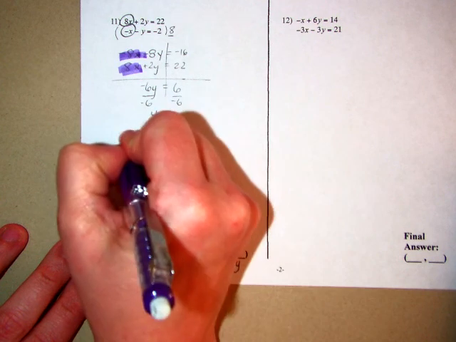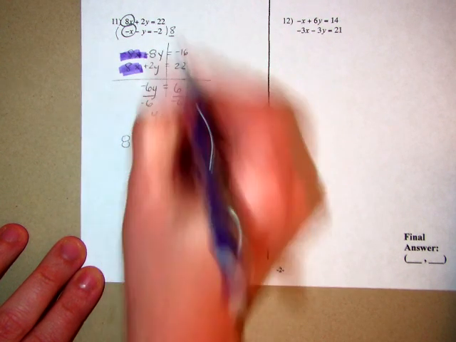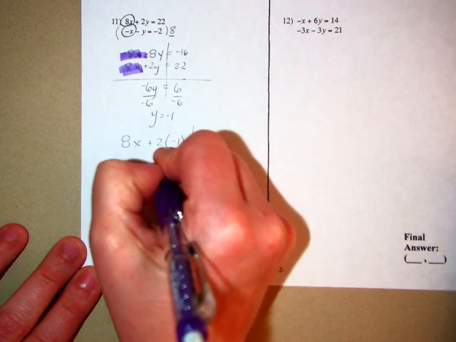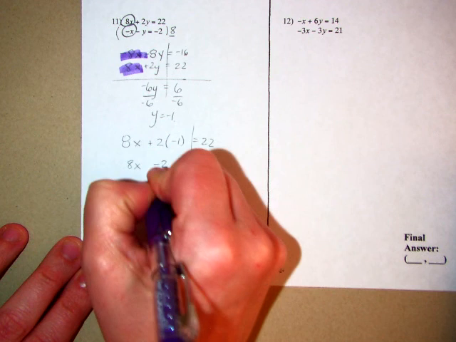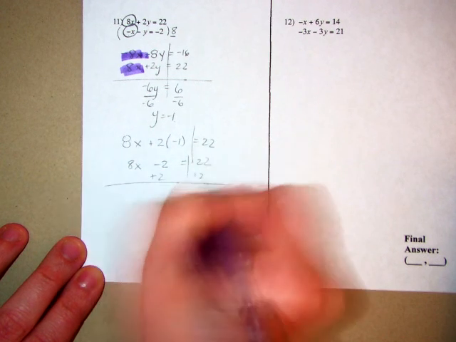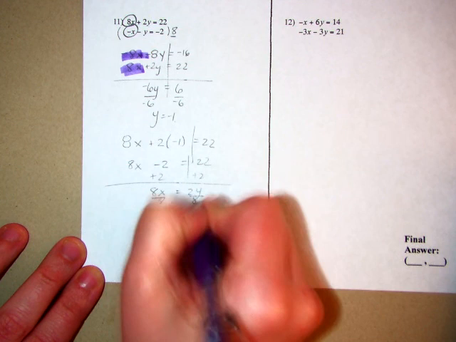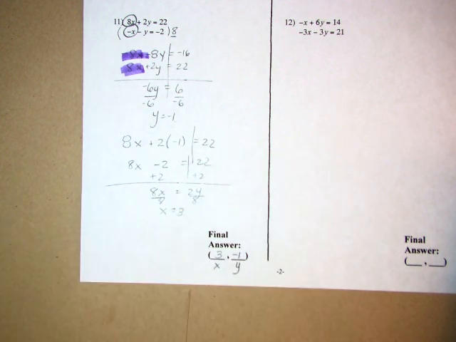I'll take the first one, 8x plus 2 times -1, because notice y is -1, is equal to 22. 8x minus 2 equals 22. Add 2 to both sides. X is equal to 3. And I'm done.